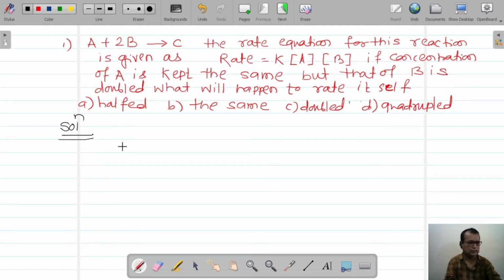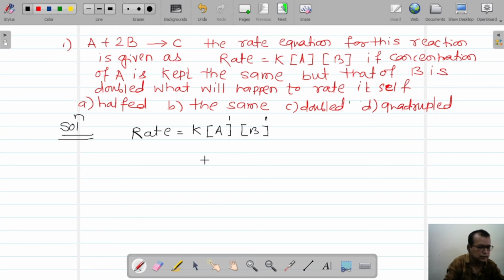You know that this rate is equal to K into concentration of A into concentration of B. It is our rate law. This is the rate law equation for this. The power is 1. To write such type of rate law, that is A raised to power of 1, and B raised to power of 1.